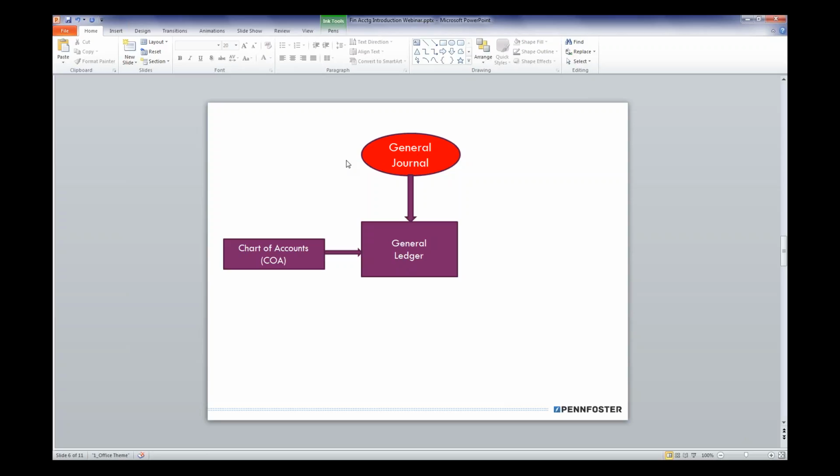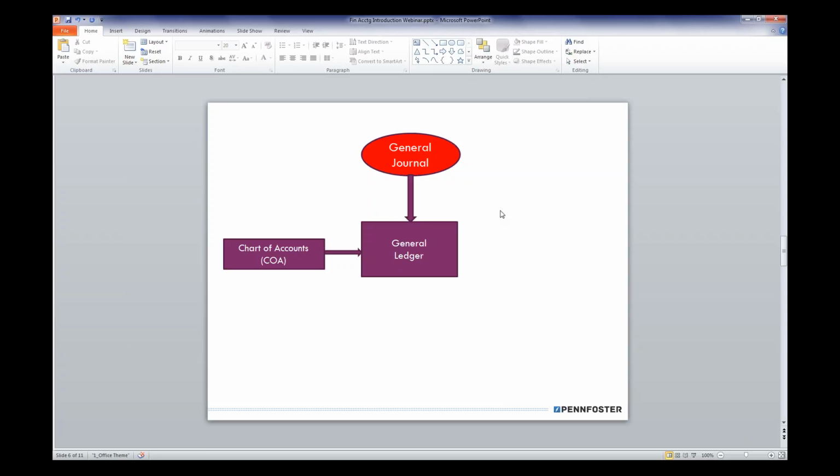Now, every business starts with a general journal. All businesses have a general journal. That's the basic foundation, all right? And any of the information that gets put into the journal, we post into the ledger accounts. So we're basically rearranging the information, transferring it from our journal into our ledger accounts.